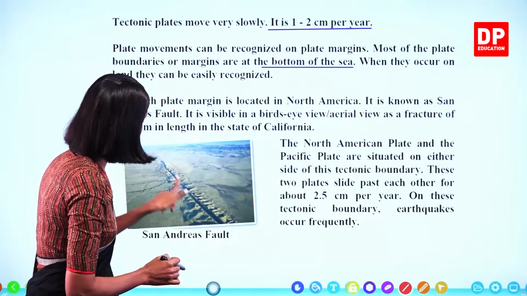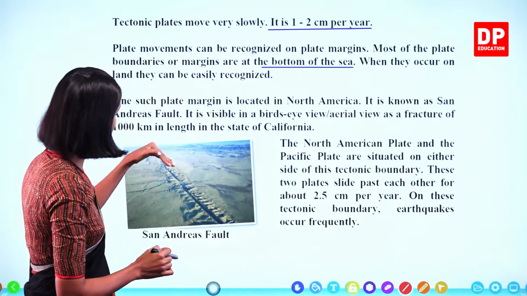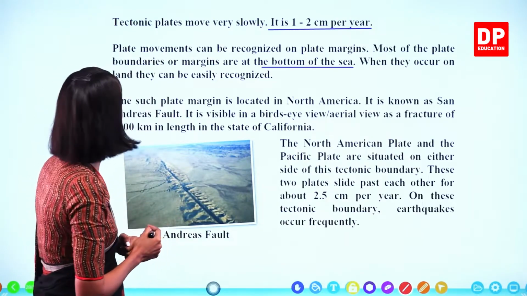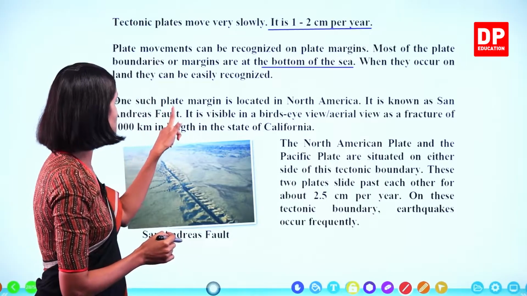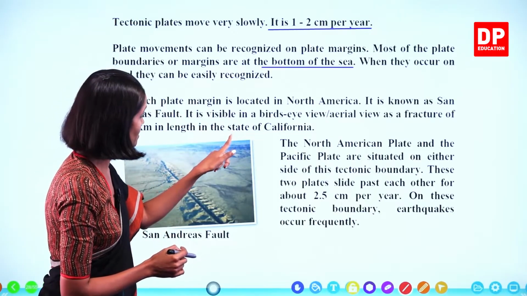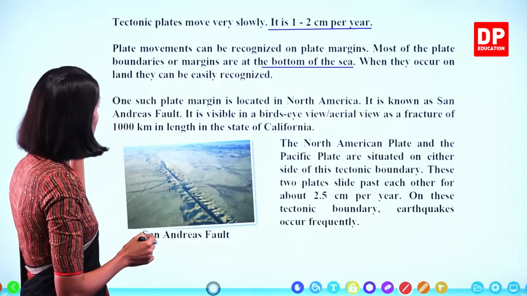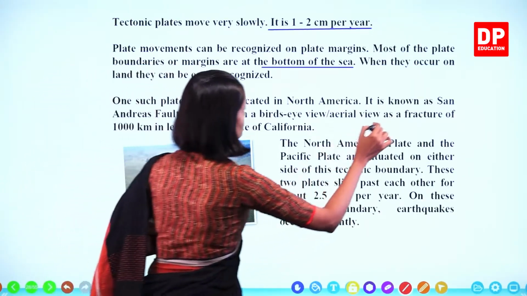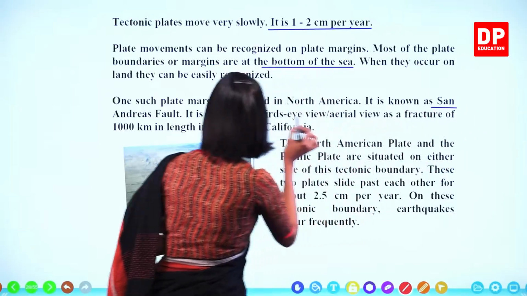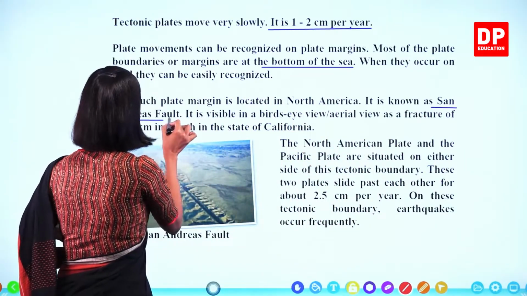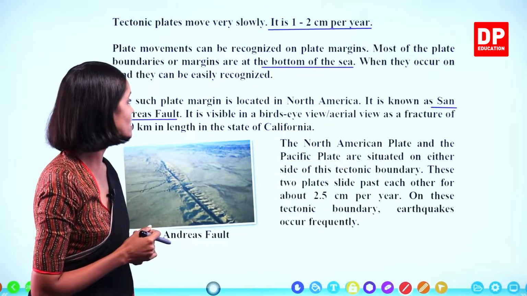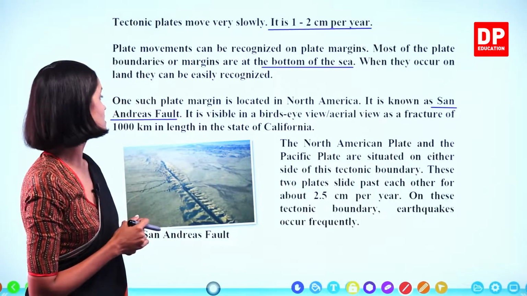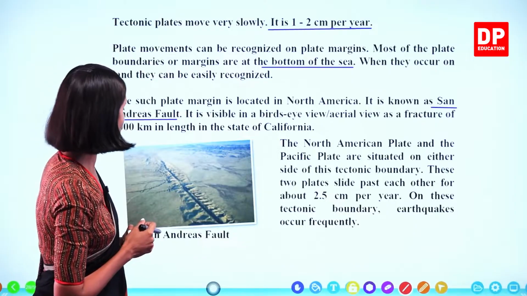Look at this picture. This is one example of this type of tectonic plate boundary or margin, right? One such plate margin is located in North America. It is known as the San Andreas Fault. This is the San Andreas Fault, right? It's visible in a bird's eye view as a fracture of 1,000 kilometers in length in the state of California.